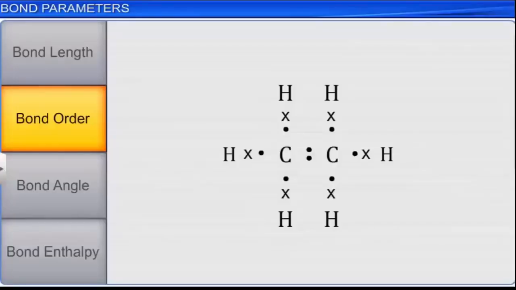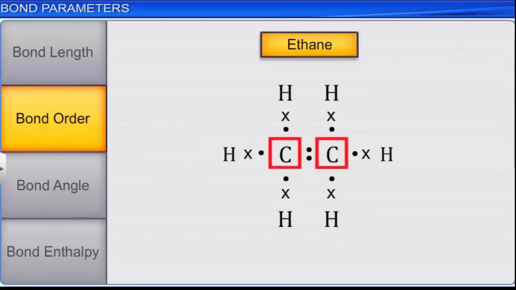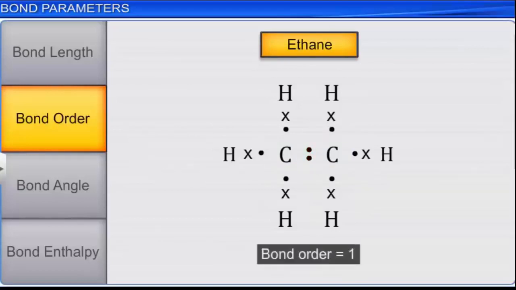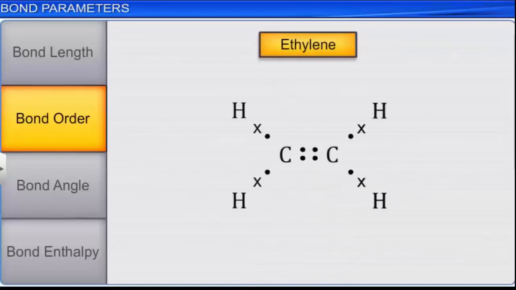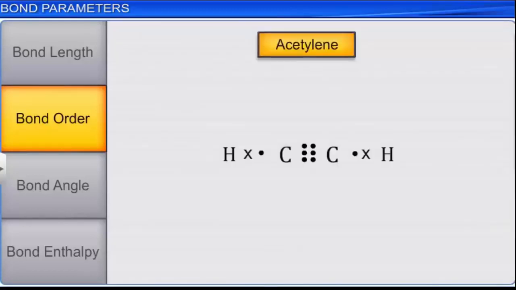Bond orders can be calculated from Lewis structures. For example, in ethane, two carbon atoms share one pair of electrons. Therefore, the bond order is said to be 1. In ethylene, two carbon atoms share two pairs of electrons. Therefore, the bond order is said to be 2. And in acetylene, two carbon atoms share 3 pairs of electrons. Therefore, the bond order is said to be 3.